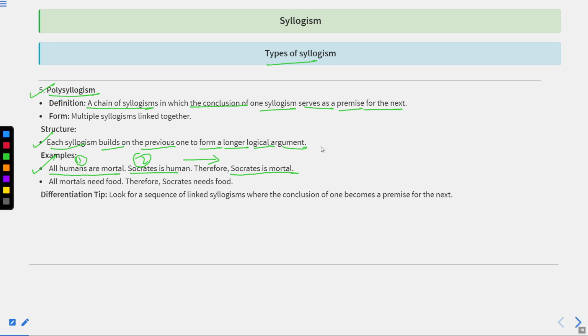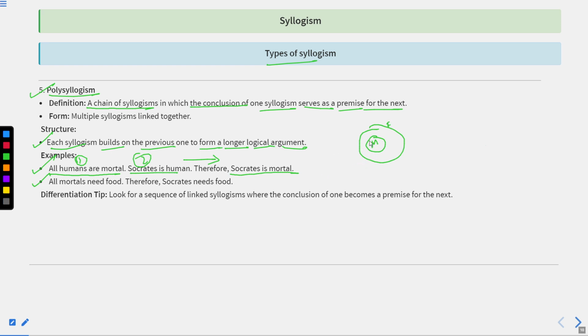Now, after understanding that this statement has given us this premise, we have come to this inference from the statement that has been provided, that Socrates is a mortal. Now, there is another syllogism, and that has been mentioned here. All mortals need food. Okay, all mortals need what? They need food. So, all mortals need food.